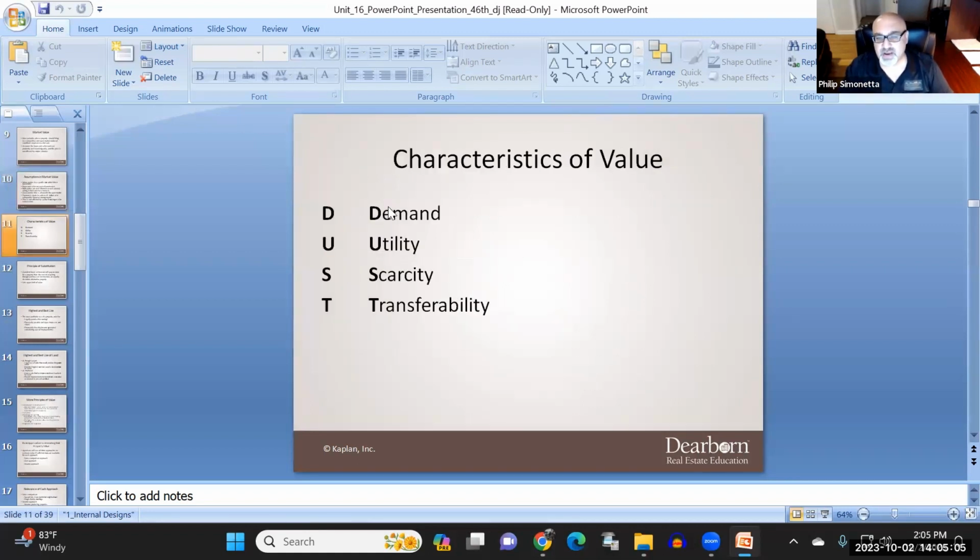So let's look at the characteristics of value. What determines the value? The acronym is DUST. Demand: is the property in demand? Do a lot of people want to be there? Utility: is it usable? Is it hard to use? Is it easy to use? Scarcity: is there a lot of them? Or is it something very unique? And transferability: can it be transferred? Is it sellable? Are there any issues? Those characteristics are what determine the value of the property.